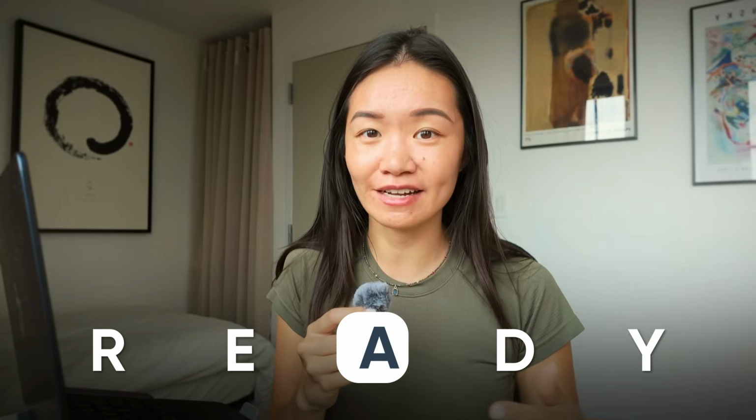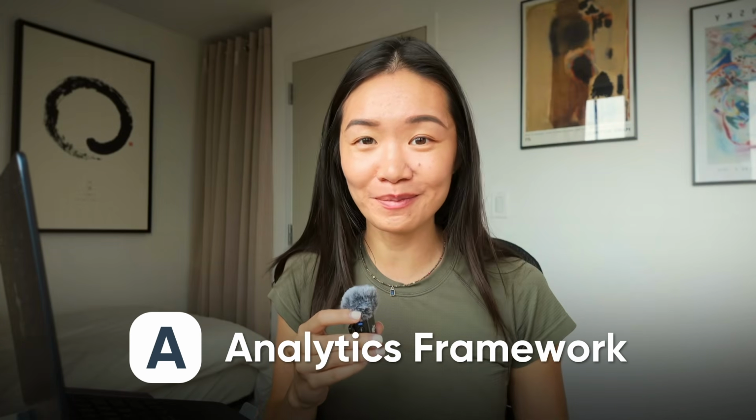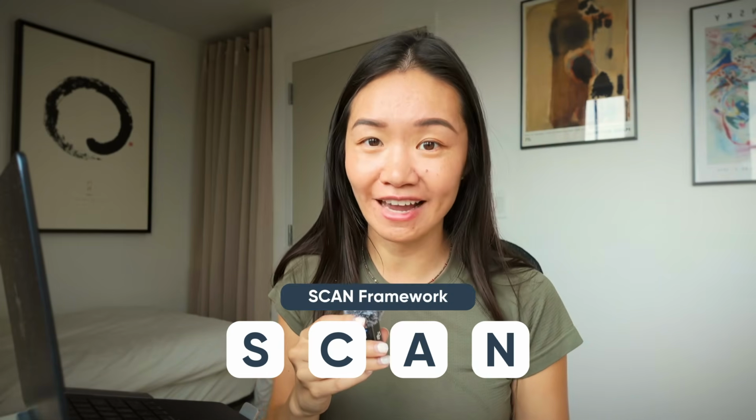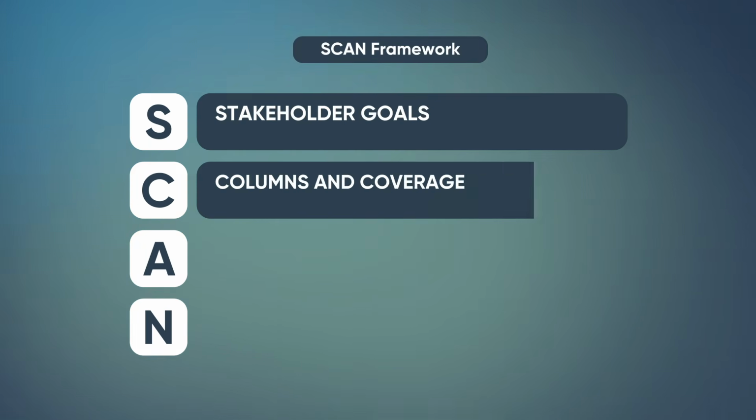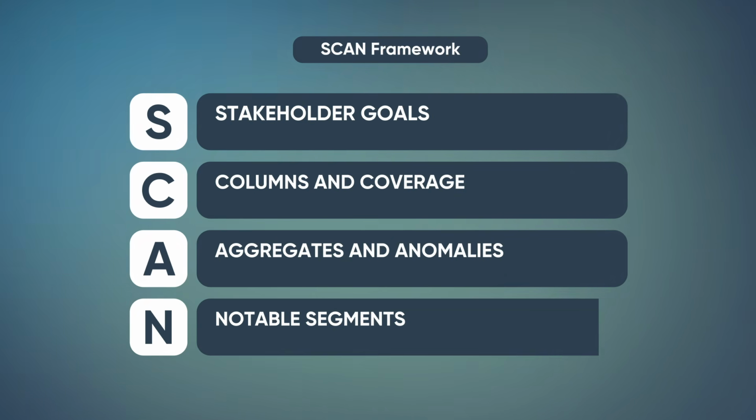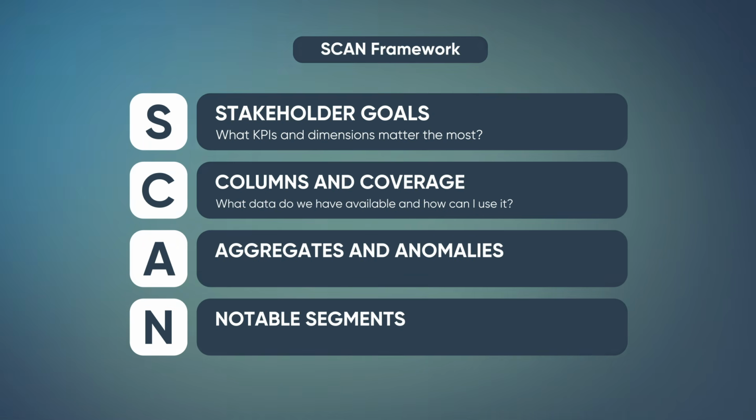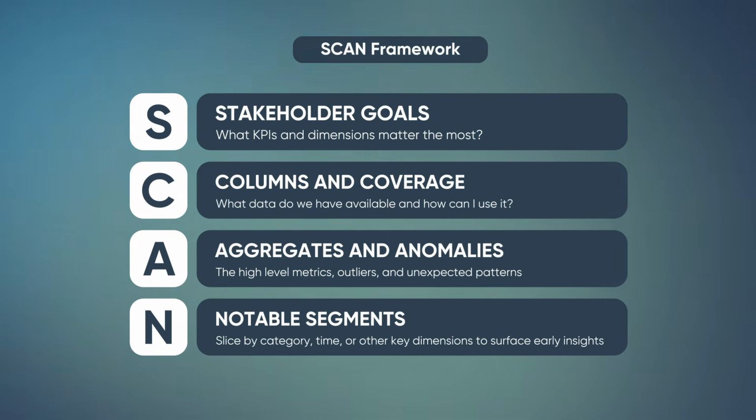Now, the A in READY stands for Analytics Frameworks, and you guys know I'm all about the acronyms here. So the framework I want you to remember for initial EDA is SCAN, which stands for Stakeholder Goals, Columns and Coverage, Aggregates and Anomalies, and Notable Segments. Stakeholder goals are what decision is this analysis actually supporting? What KPIs and dimensions matter the most? Columns and coverage, so what data do we have available and how can I use it? Aggregates and anomalies, that's what are the high-level metrics, the summary stats, the outliers, and maybe any obvious patterns. And notable segments are where we start to slice by a category, like time or other key dimensions, to surface some early insights.